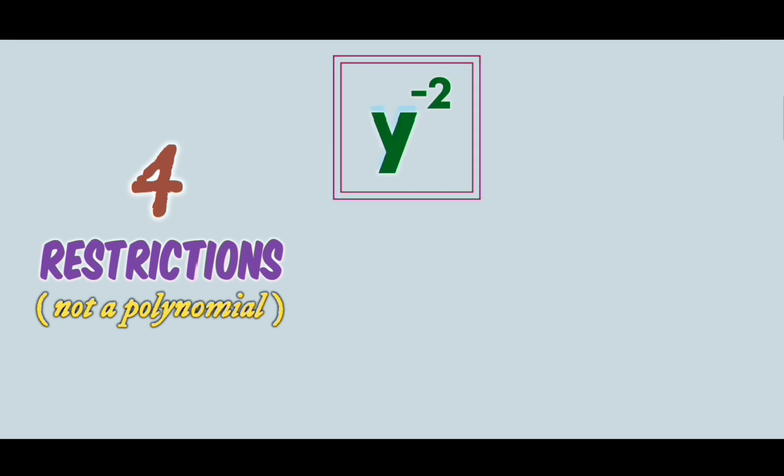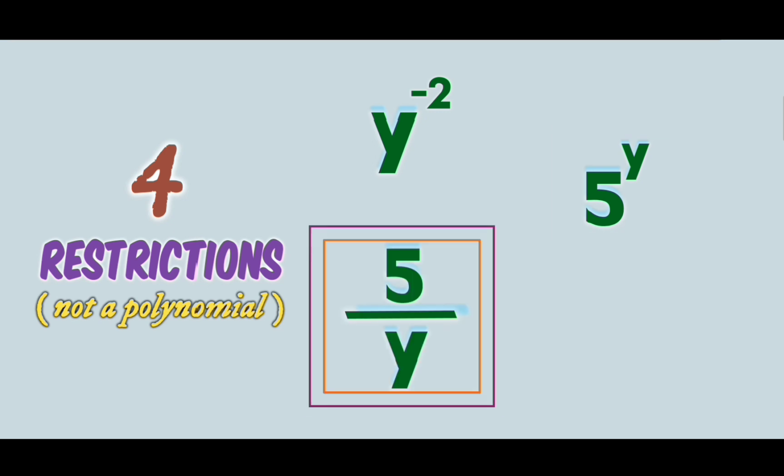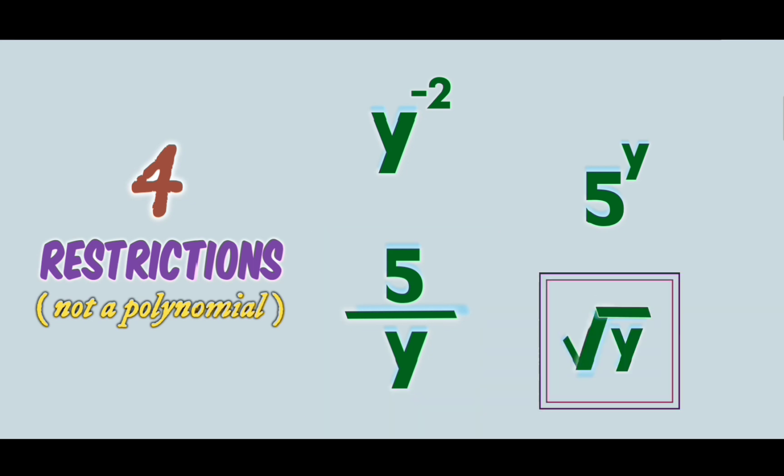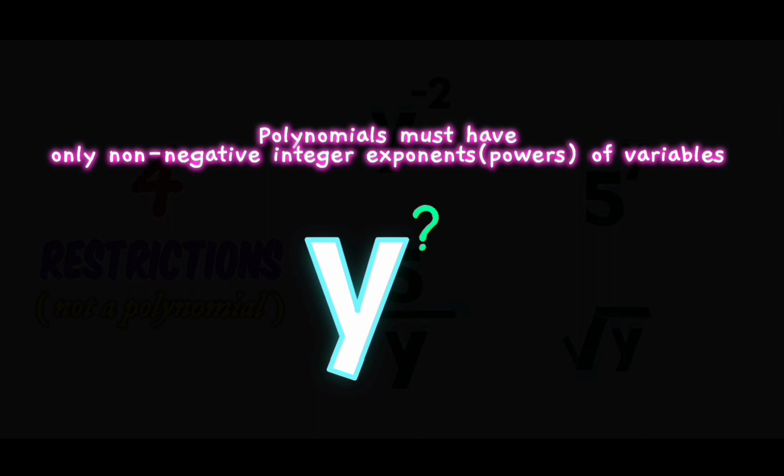Then most importantly, there are four restrictions that an expression is not a polynomial. First, the variable in each term cannot be a negative exponent. Second, the variable in each term cannot be a variable exponent. Third, the variable in each term cannot be in the denominator of a fraction. Fourth, the variable in each term cannot be inside a radical. So, simply, a polynomial must have only non-negative integer exponents of variables. Or to put it more simply, variables' exponents must only be whole numbers.